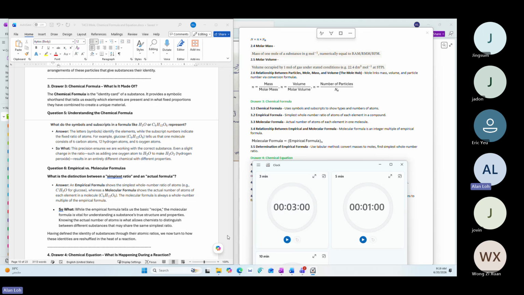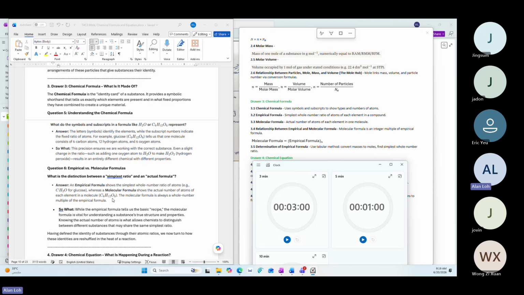All right. So I hope by now you understand the key information inside a chemical formula, like the symbol and the subscript, to identify the number of atoms. The atom, what type of atom? H is hydrogen, C is carbon, O is oxygen. And then the empirical and molecular formula.